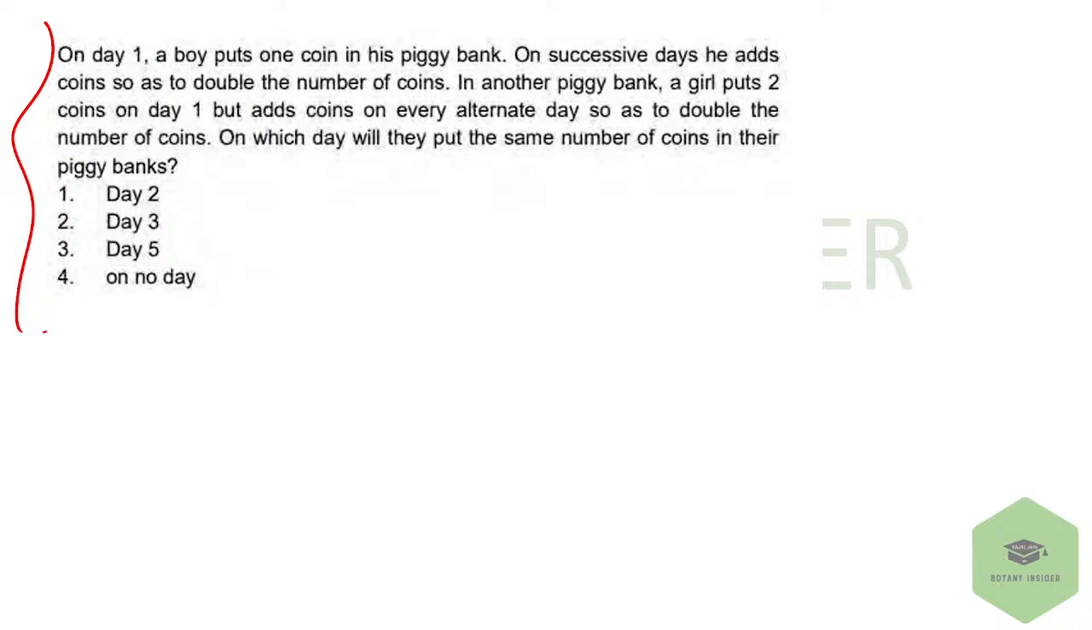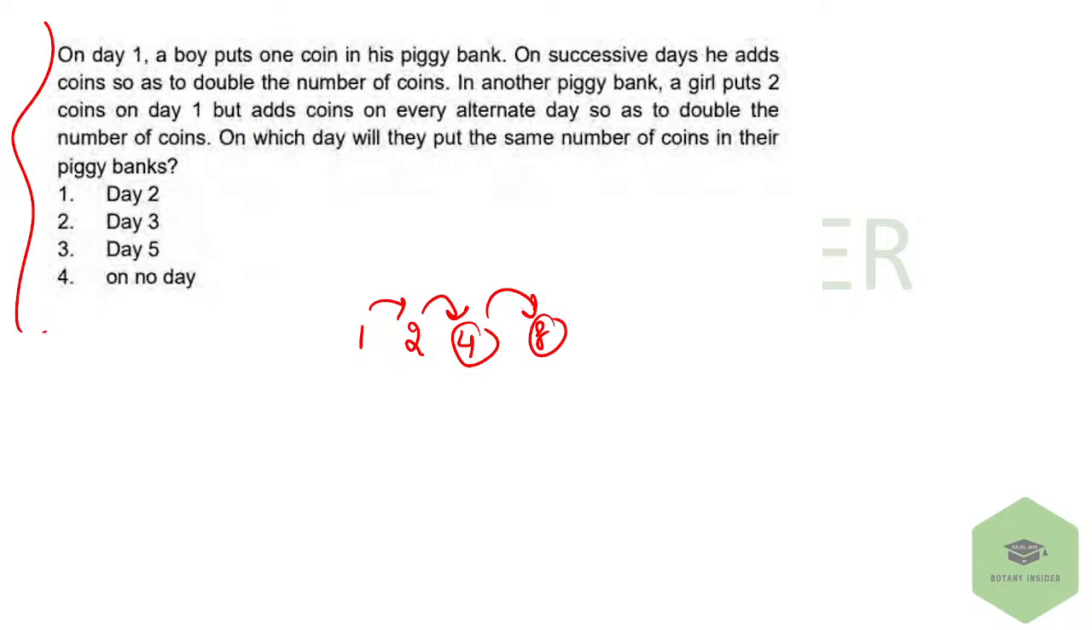The question is saying on day one, a boy puts one coin in the piggy bank, and on every successive day, every single day, he's adding coins in order to double that particular number. For example, if he's adding one coin on day one, on the second day he'll add two, on the third day he'll add four, on the next day he'll add 8, just to double the number of coins.